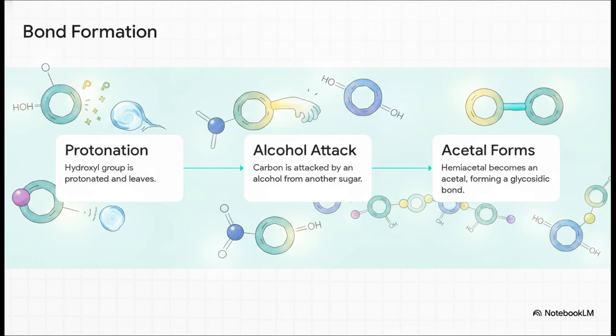So how do these tiny monomer links actually snap together? Well, a single cyclic sugar has a hemiacetal group. For these sugars to polymerize into a chain, that hemiacetal needs to become an acetal. Here is exactly how that plays out. First, a hydroxyl group is protonated and it leaves. Then that carbon is attacked by an alcohol, specifically a hydroxyl group from a completely different monosaccharide nearby. The end result? The hemiacetal becomes an acetal and boom, you have successfully formed a glycosidic bond. You just repeat that process a few thousand times and you've got yourself a polysaccharide.